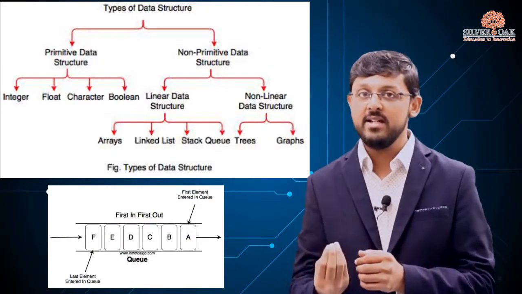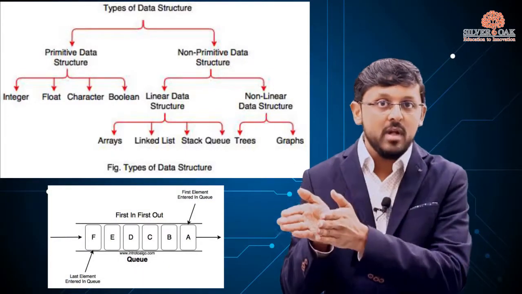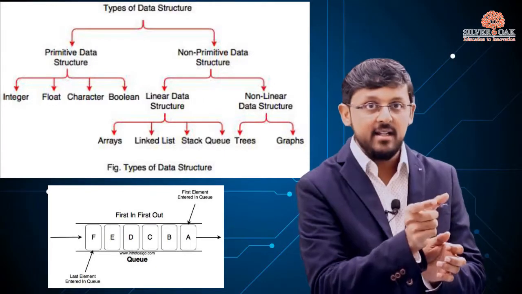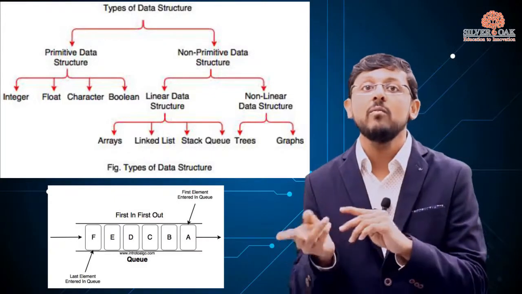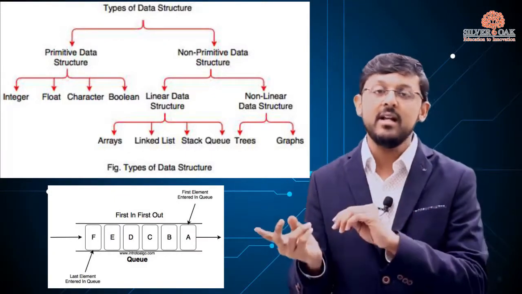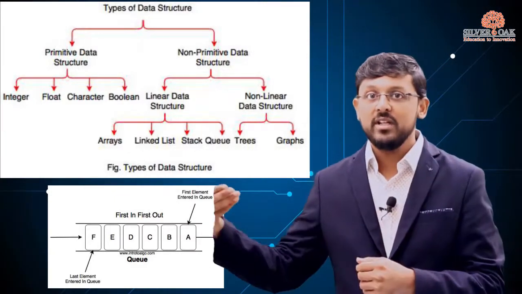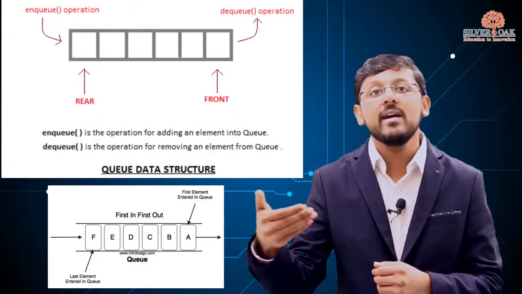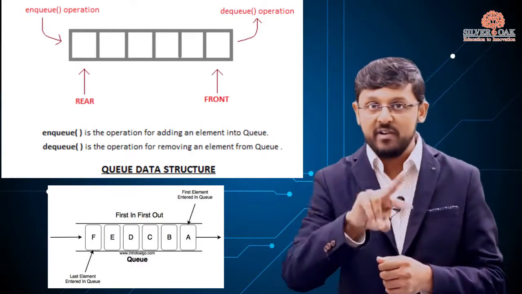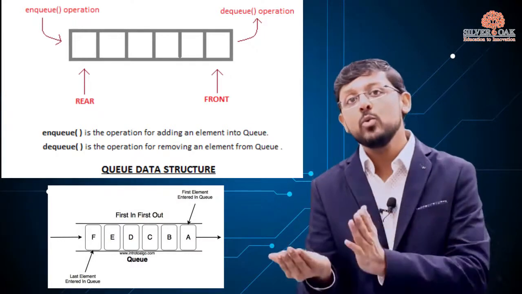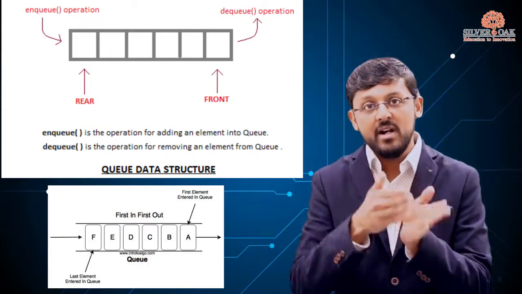How can we define it? It is again a non-primitive linear data structure in which insertion and deletion of elements occurs from which end, a different end or a single end? Different ends, right? Because in queue we insert from the rear end and delete from the front end. So there are two different ends. Unlike stack, in queue there are two ends, front and rear.